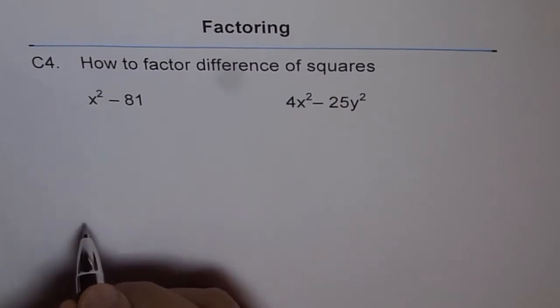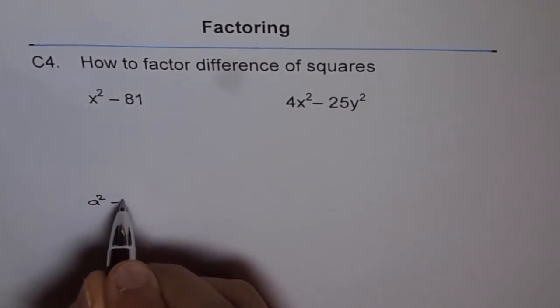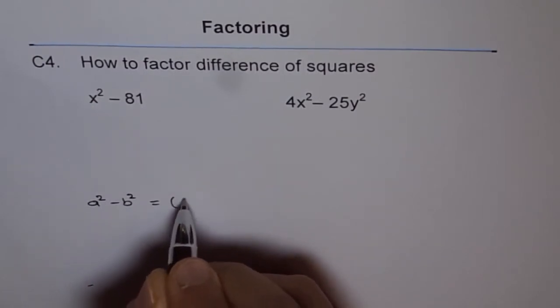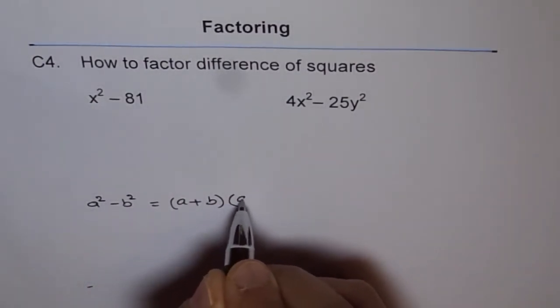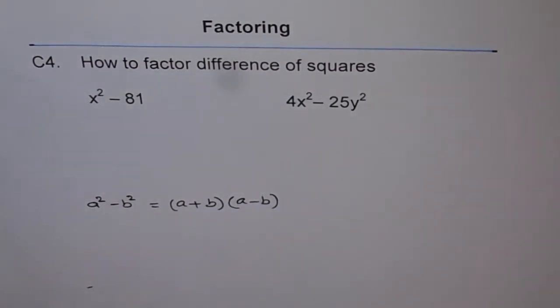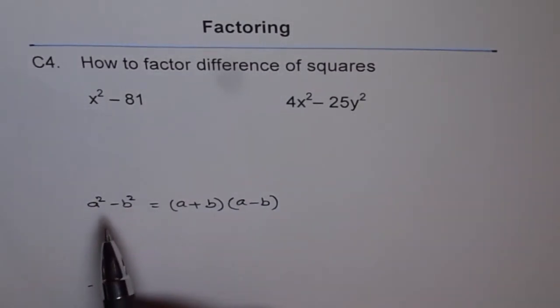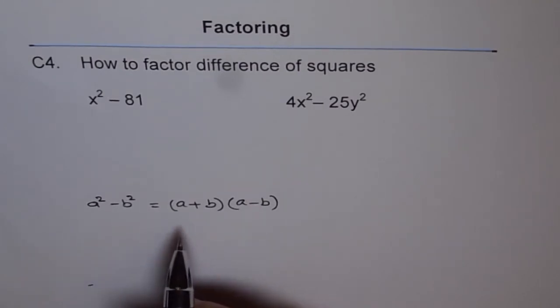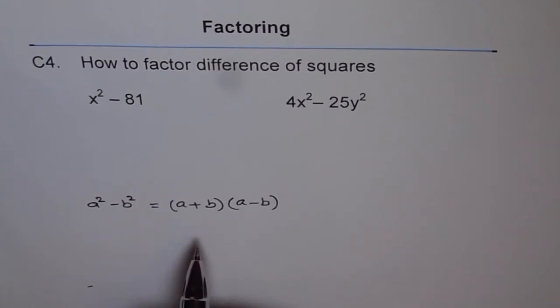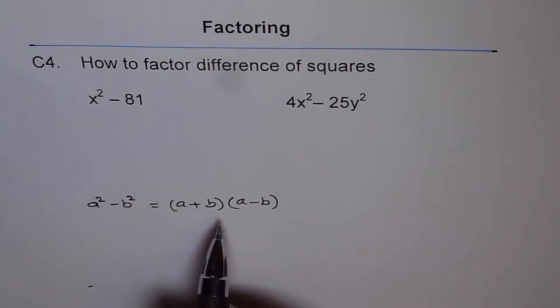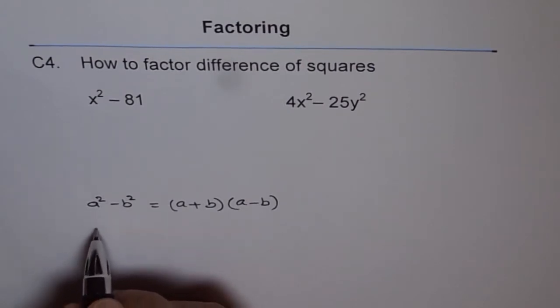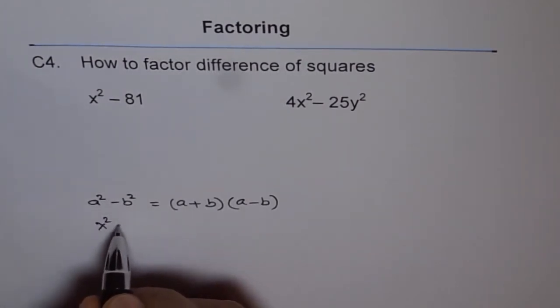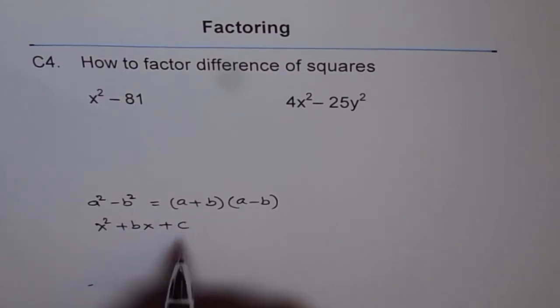One is that we know a square minus b square is equal to a plus b times a minus b. So if it is the difference of squares, then it is basically the product of sum and difference. Now that's one strategy, and it works perfectly fine, and I think it is the best way of factoring difference of squares.